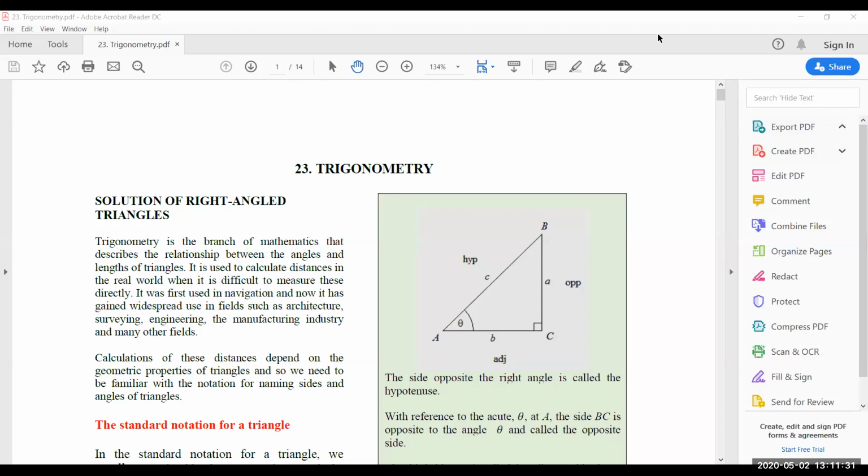So in today's class, we're going to be looking at trigonometry, right? For this entire class, we're going to be focusing on trigonometry. I'm going to try to finish this entire handout, right?